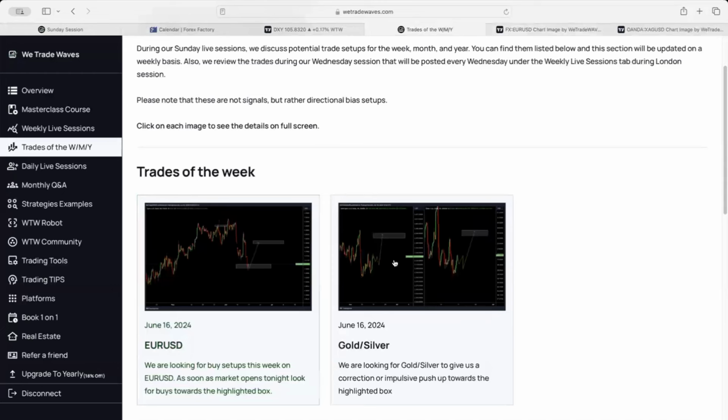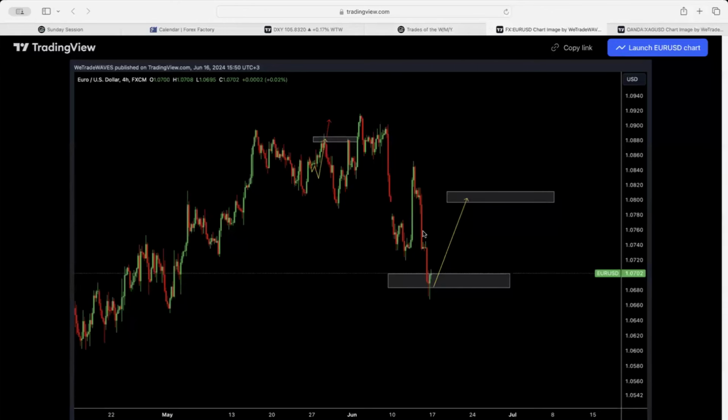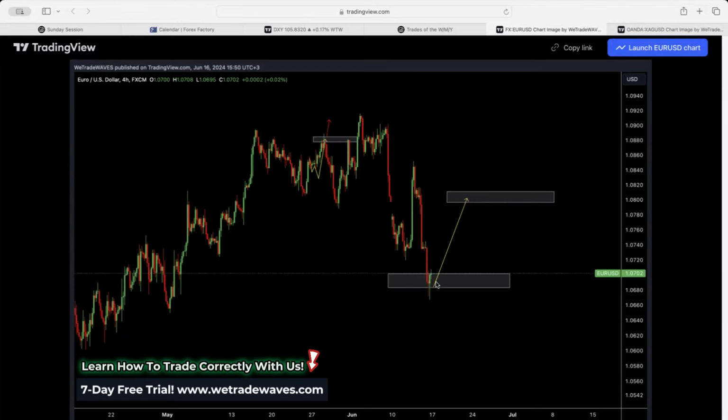So these were the trades of the week that we gave last week. Euro dollar, we were looking for a buy setup, and I did mention to you: as soon as you're in profit, make sure you keep taking some partials and keep moving your stops, because mess was expected in the market, which you are going to see anyway. Euro dollar, starting from this box, which is 7-0, every time the market was coming to the 7-0, it should be giving you a buy setup. That's what I said: as soon as the market opens tonight, go for a buy setup.